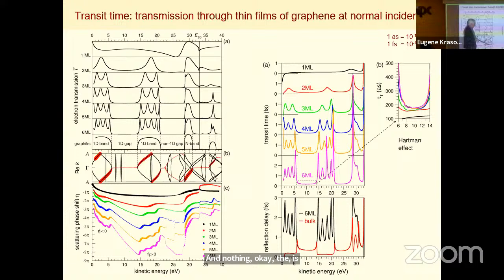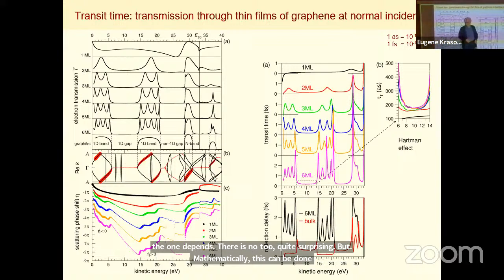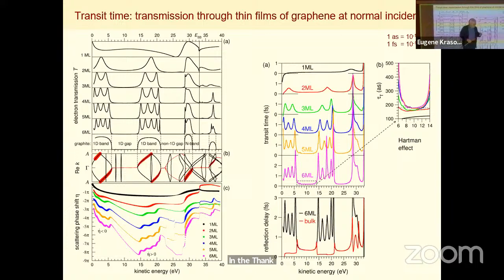The interesting point is the delay on reflection. For finite slabs, the reflection delay simply mirrors the transmission delays. But in the limit of a semi-infinite crystal, the limit of infinitely large thickness, of course, the transmission makes no sense, but we can still study the reflection. In the gaps, everything is saturated and 6 layers is the same as bulk. But on reflection, in the 1D bands, there is no delay, quite surprisingly. Mathematically, this can be understood. And again, the n band behaves differently. In the limit of the infinite crystal, it acquires the fine structure.